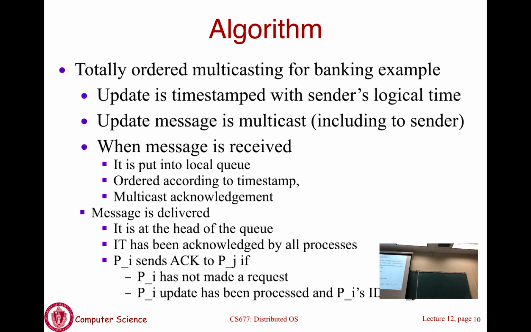So as soon as you get a message, you put it in the queue, you order it based on the timestamp, you send an acknowledgement, and then you process it only when all replicas have actually received your acknowledgement. Okay. So you essentially acknowledge that every machine has received the transaction, and then if you ordered it and you're at the head of the queue, you are going to essentially take the transaction and process it.